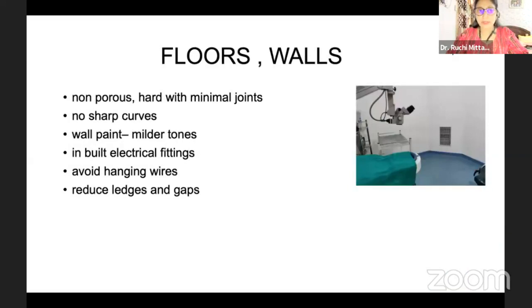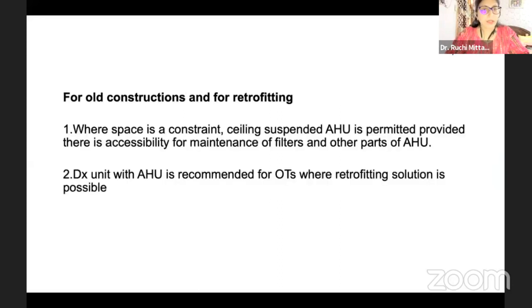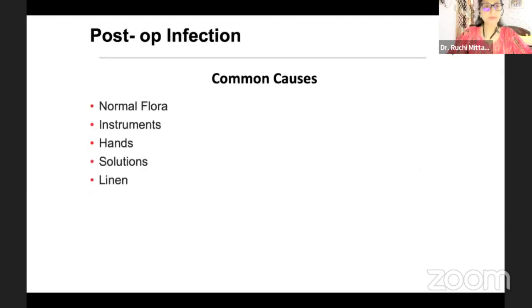The wall should be non-porous, hard, with minimal joints. There shouldn't be any sharp curves. Prefer to paint with milder tones, and inbuilt electrical fittings are recommended. That is, avoid hanging wires in the OR. Now, for old constructions and for retrofitting, where space is a constraint, ceiling suspended AHU is permitted, where there is accessibility for maintenance of filters and other parts of the AHU.